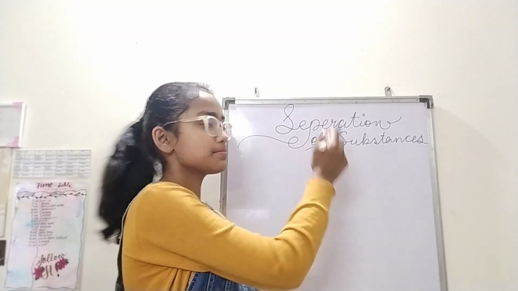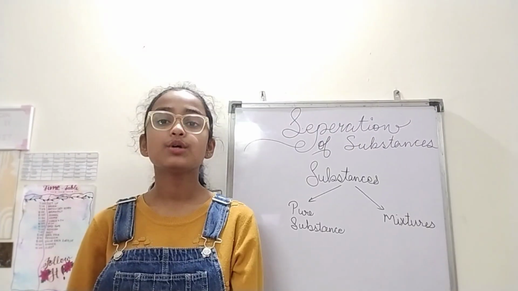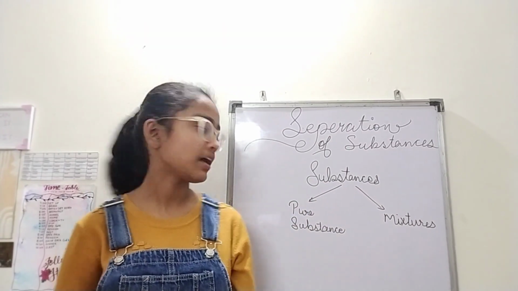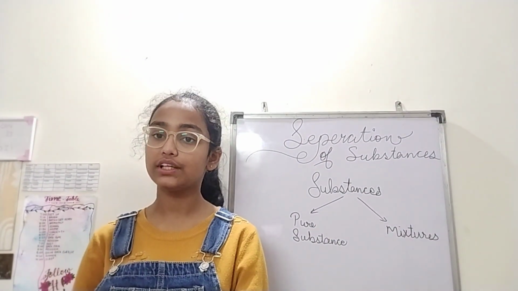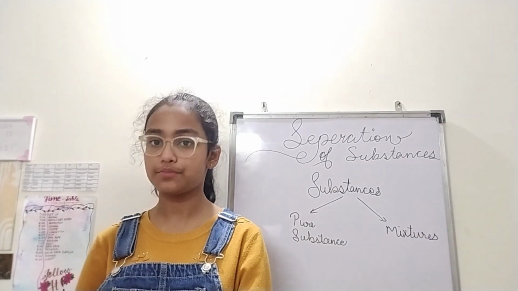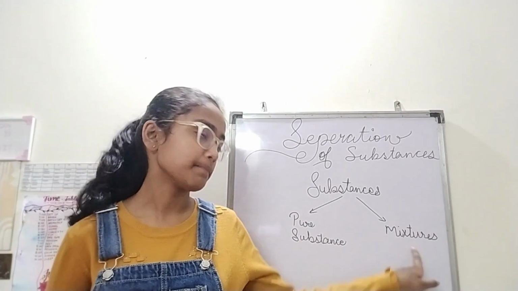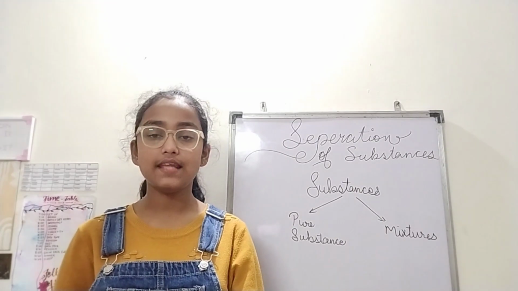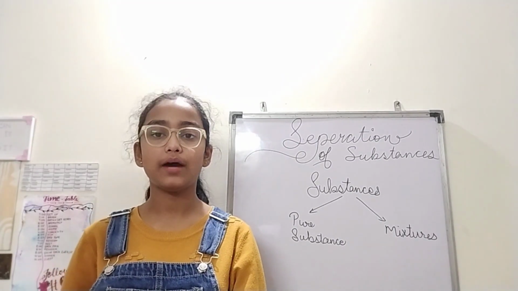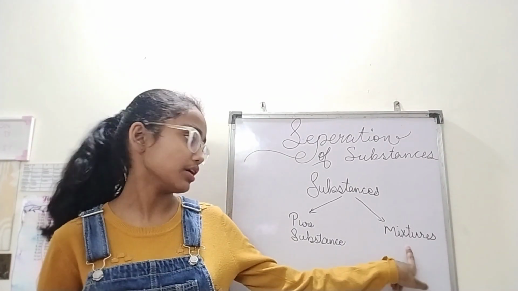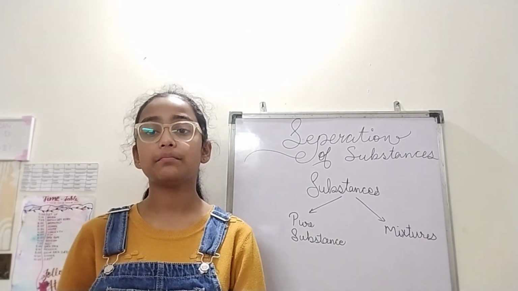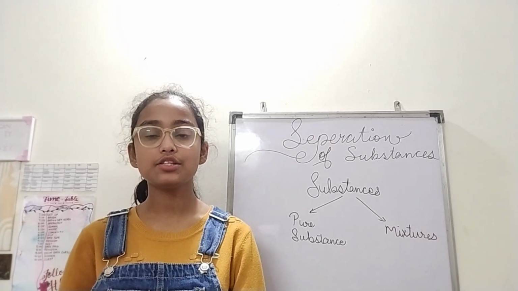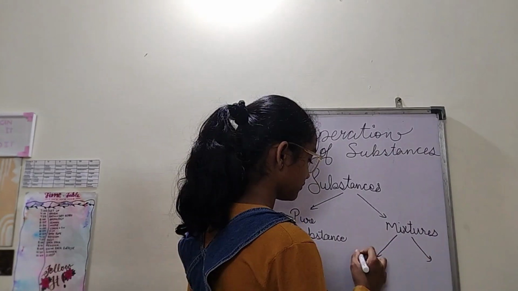So today we will discuss the topic separation of substances. So let's start the video. There are two types of substances. The first one is pure substance. The substance that is made up of only one type of particle is called pure substance. And the second one is mixture. Mixtures are substances that are made up of two or more types of particles. The different types of particles present in the mixture are also called components or constituents.